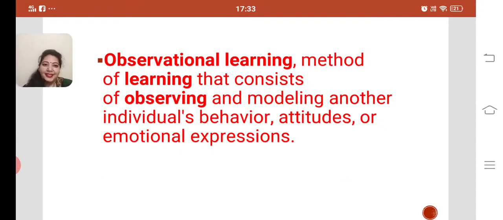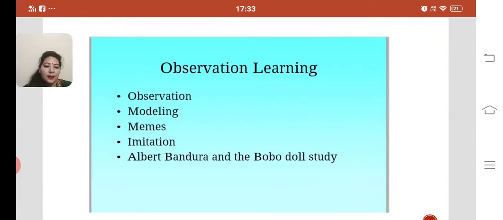Observational learning is a method of learning that consists of observing and modeling another individual's behavior, attitudes, or emotional expressions. The key concepts here are observation, modeling, memes, imitation, Albert Bandura and the Bobo doll study. These are the experiments he has conducted.